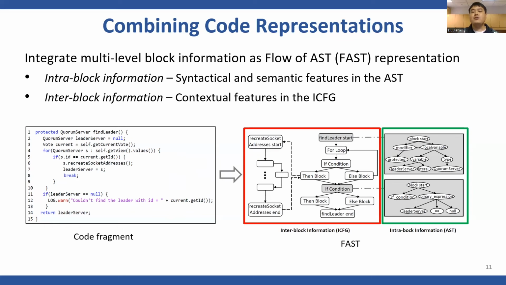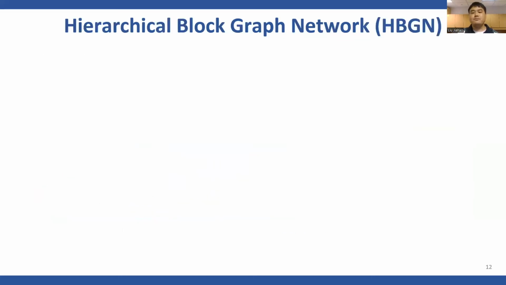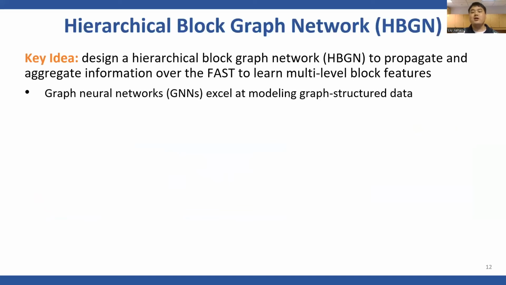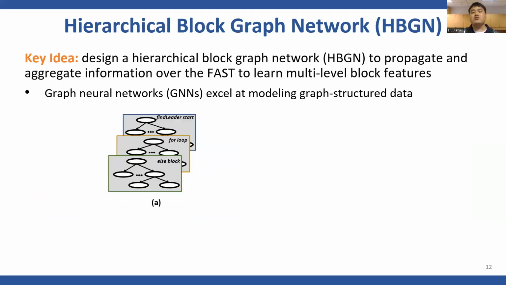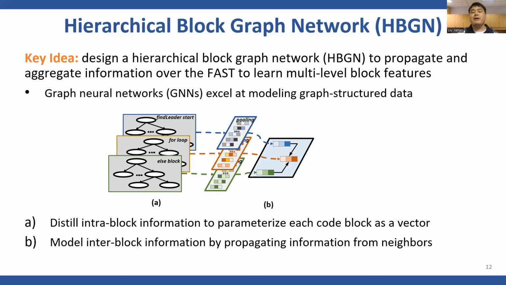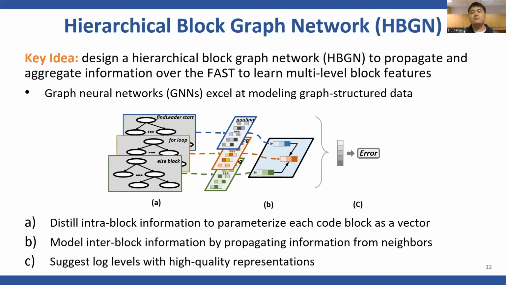After encoding multi-level block information, we need to extract meaningful information for log-level prediction. As graph neural networks have proved to be powerful in modeling graph structured data, we designed separate graph neural networks to learn intra-block and inter-block information. Specifically, our proposed hierarchical block graph network contains three parts. First, it details intra-block information to parameterize each basic block as a vector. Second, it models inter-block information by propagating information from its neighbors. Last, it utilizes higher quality representations to suggest log levels.